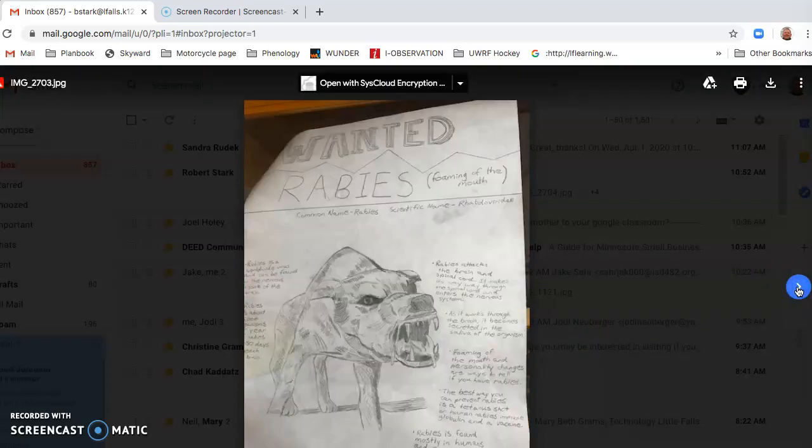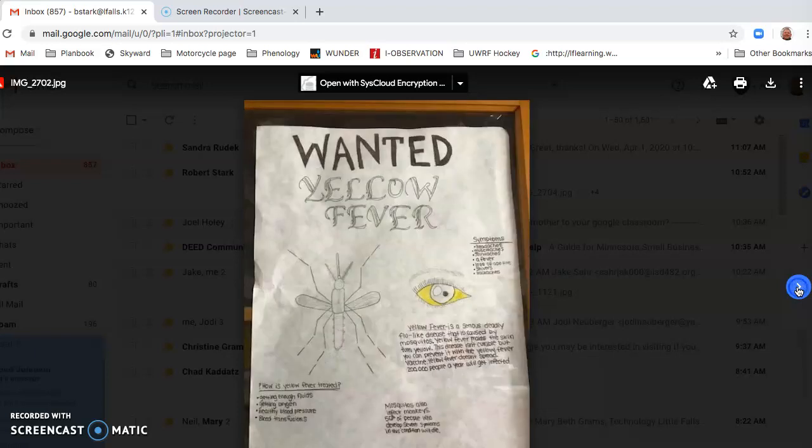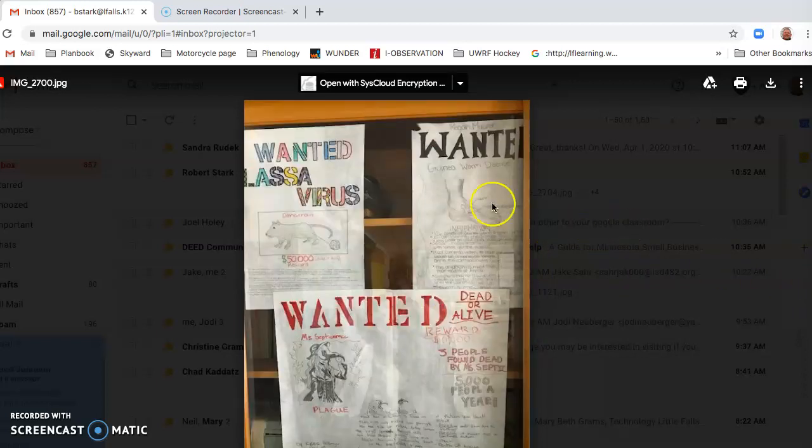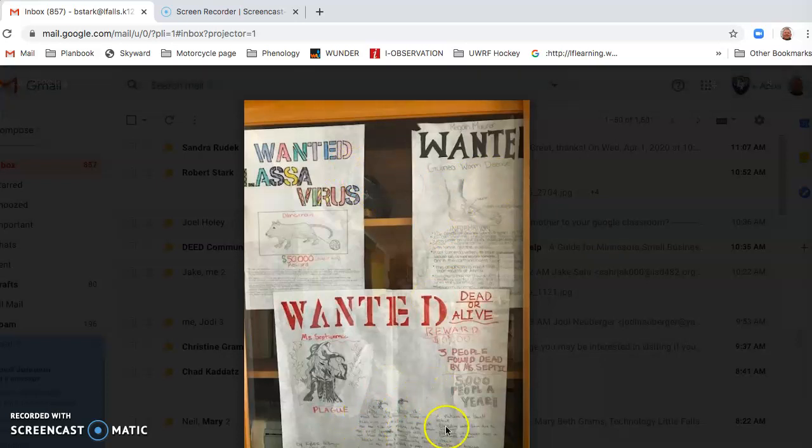Rabies, very often portrayed in movies with the rabid dog foaming at the mouth at the end of the chain waiting to attack someone. Yellow fever, another one transmitted by mosquitoes, causes you to have yellow eyes. Another rabies poster. And Lassa virus, the guinea worm disease, and the Black Plague.